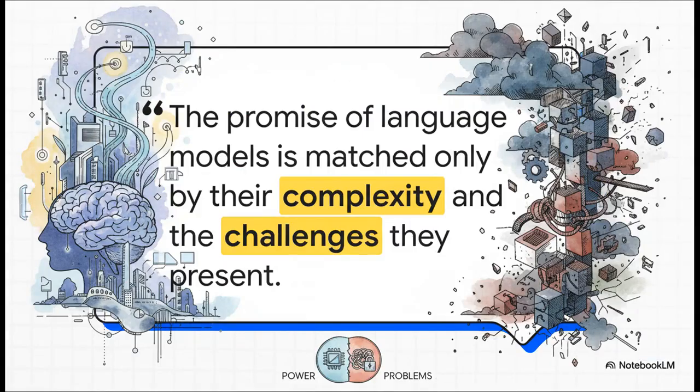The report that this is all based on puts it perfectly. The quote is, "The promise of language models is matched only by their complexity and the challenges they present." That one sentence is basically the theme for our entire series. The power and the problems are just two sides of the exact same coin.